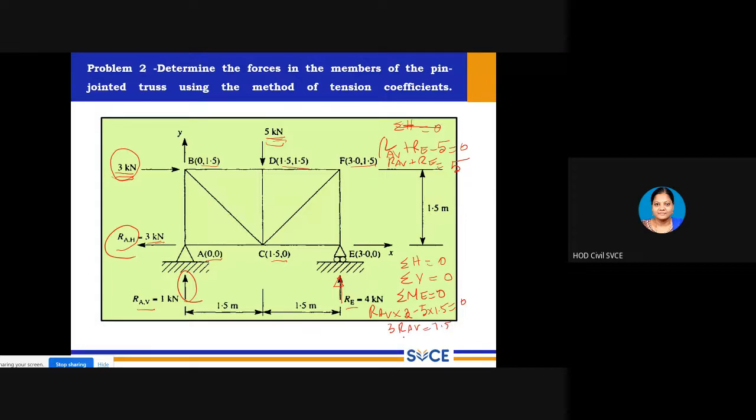Is it right? No, you have to consider the 3 kN also, right? So the 3 kN also will produce some moment about the point E. So RAV into 3, then minus 5 into 1.5. Then you have another 3 kilonewton force, right? That will also create moment about the point E. So 3 into 1.5. Is it right?